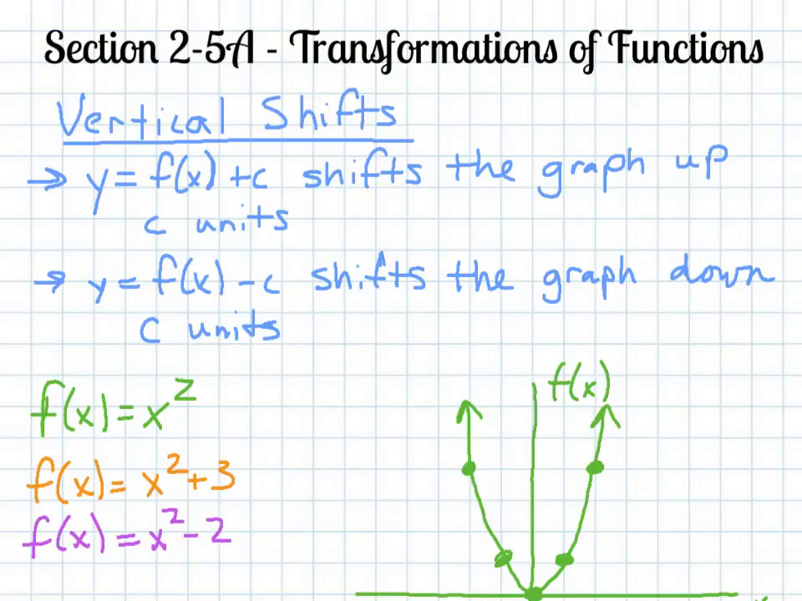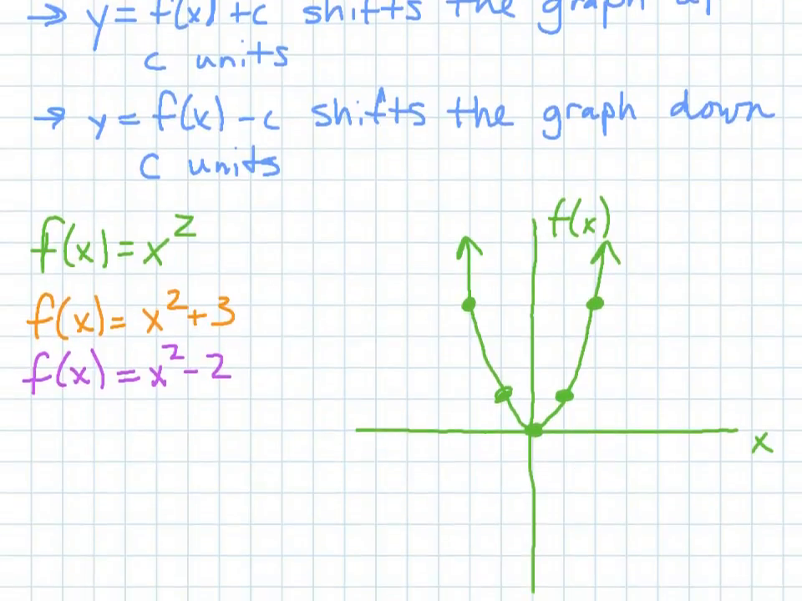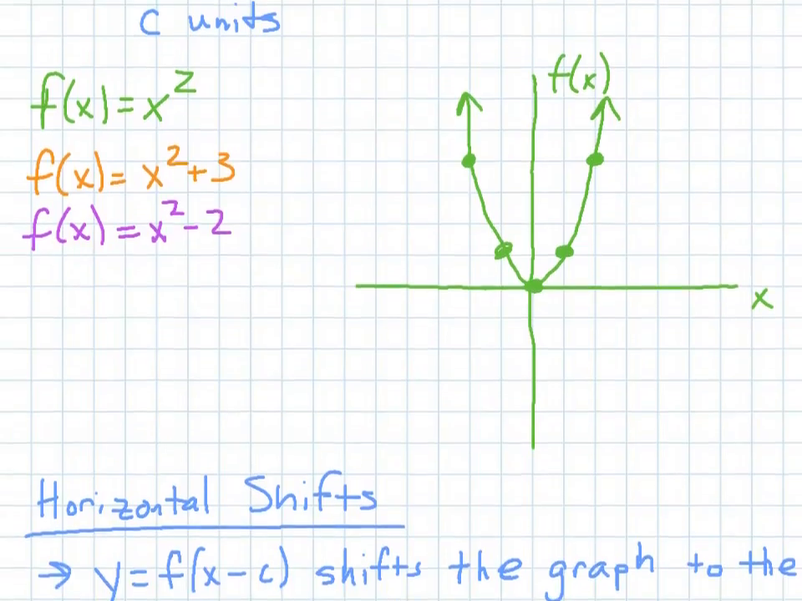So vertical shifts are when, if you have a function f of x, and you add c or you subtract c. Adding c means that you're moving your graph up that many units, and if you're subtracting c, then that means you're moving your function down that many units. Okay, so here I have a quick example.